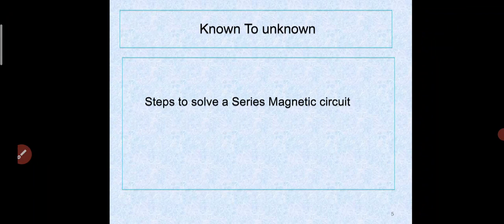Listen carefully. Step 1: The mean length L and cross-sectional area A of various parts of the magnetic circuit are estimated from the given data and dimensions.